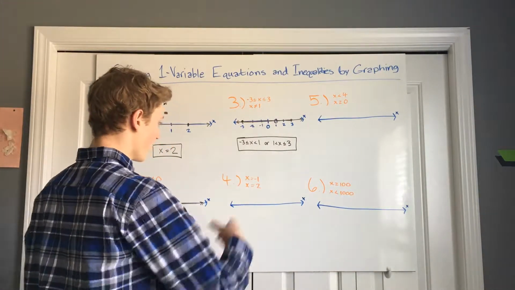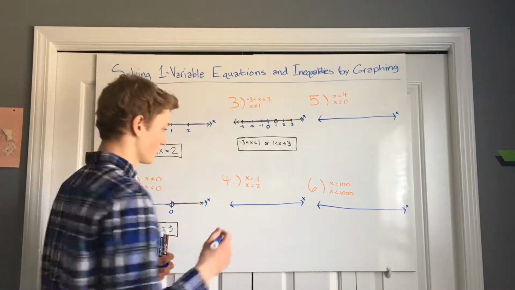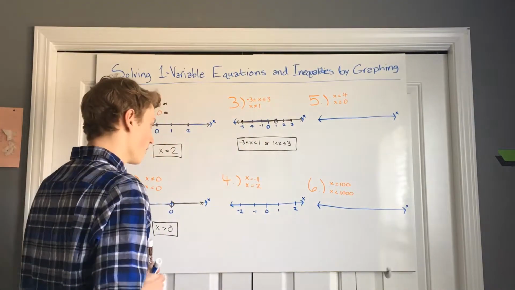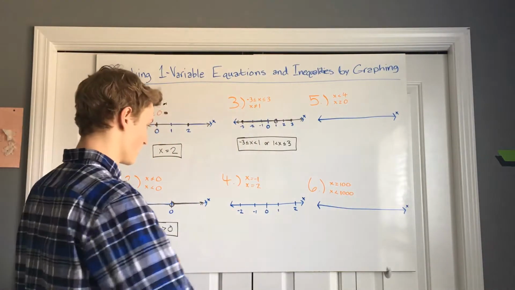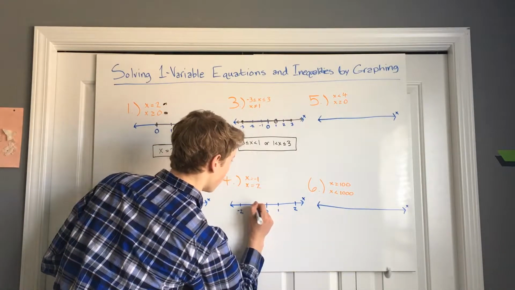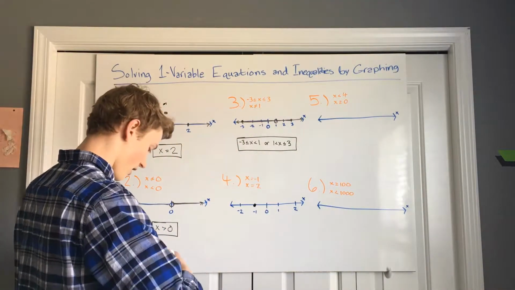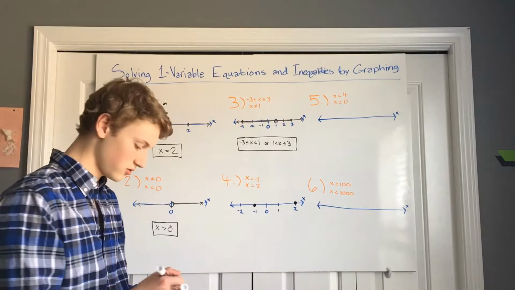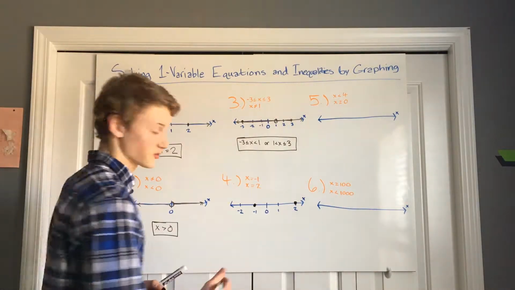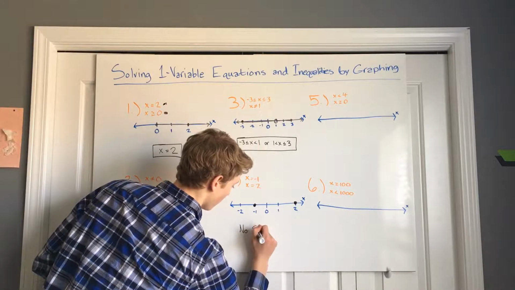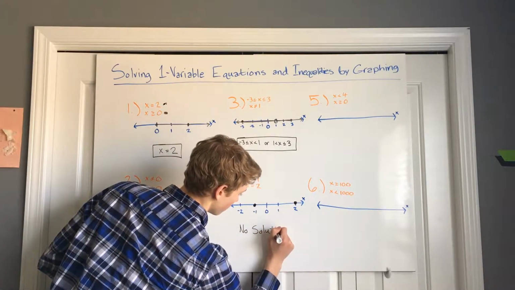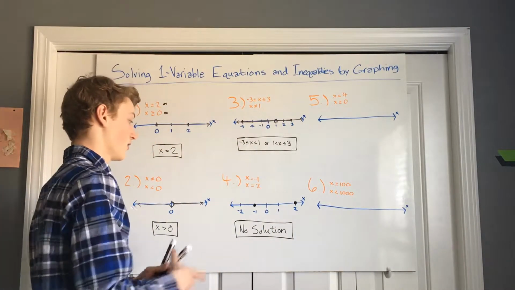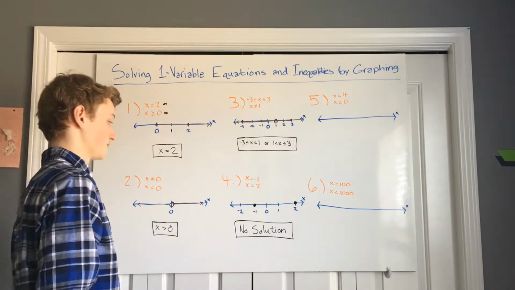Moving on, we have x is equal to -1 and x is equal to 2. Like that. And let's see, let's graph my -1. And let's graph my 2. There's no place where they overlap. There's no answer to this one. So you just write no solution. Sometimes they give you problems where there aren't any solutions to it.